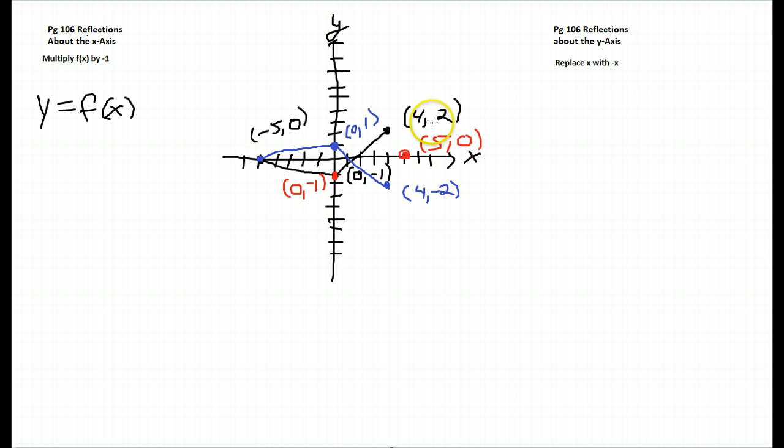And then my last point, 4, 2, change the sign of the x coordinate from +4 to -4. So I go left 4, 1, 2, 3, 4, and I go up 2. And this point is 4, 2. Connect my dots. And we have now a reflection in the y-axis.